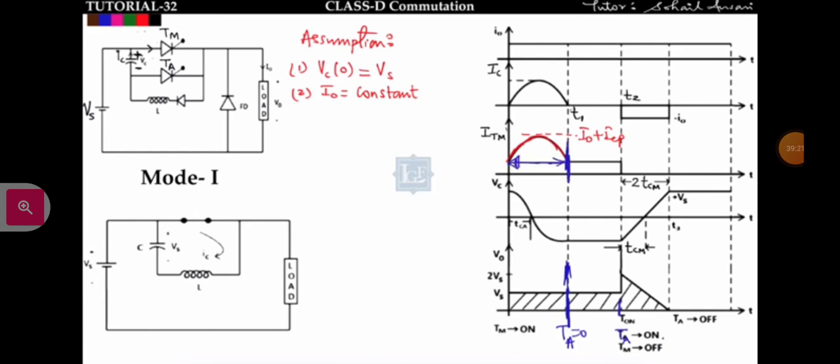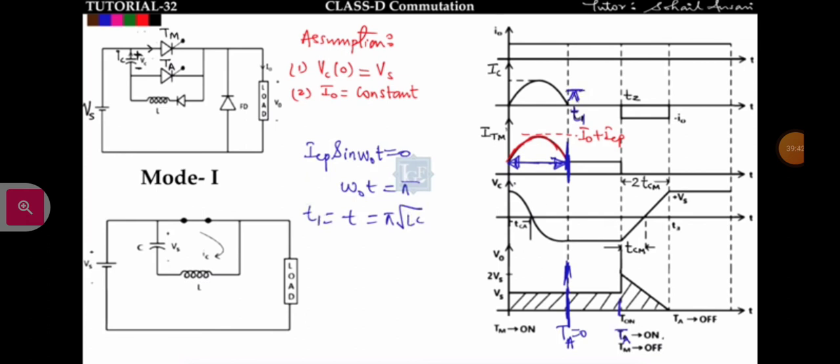Minimum turn on time of the main thyristor will be equal to T on, and that can be found by I_CP = sin(omega naught T) = 0. So omega naught T will come out to be pi, so T will come out to be pi under root LC, and that is equal to T on. This is pi.